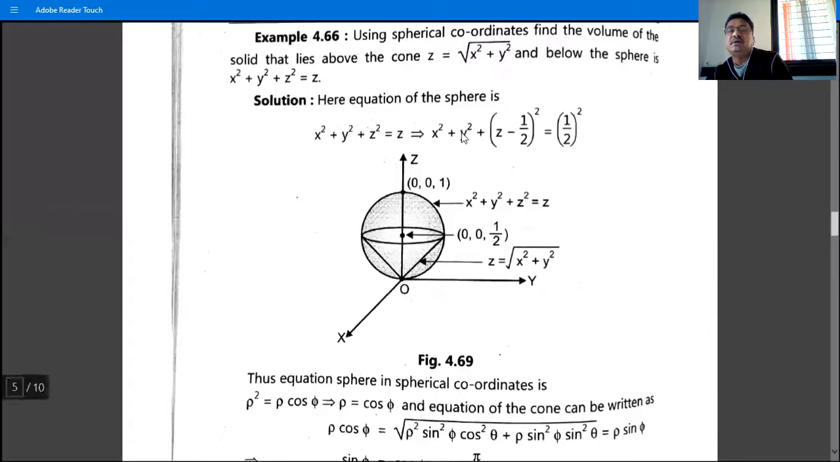So what is the center? This is (x minus 0) whole square, this is (y minus 0) whole square. So (0, 0, 1/2) is the center of the sphere. And this is the diagram, and the radius of the sphere is 1/2.